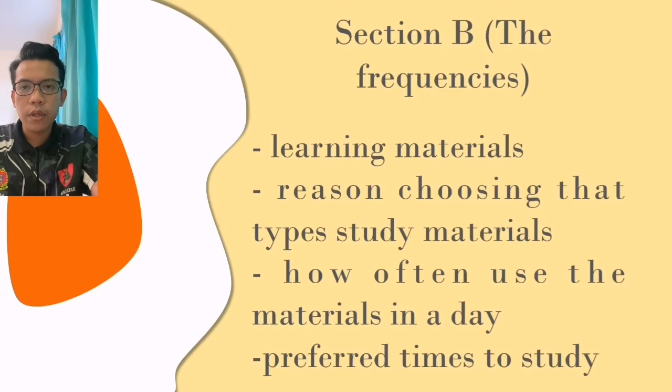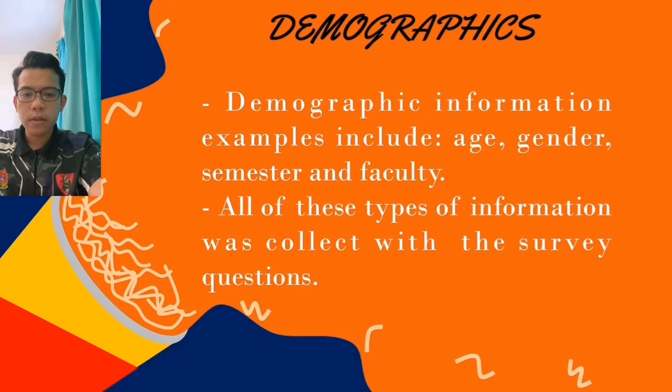In section B, the frequency, we ask them the frequency of learning material use, the reason why they choose that learning material to study, how often they study using that material in a day, and the preferred time they study using that material. Demographic means all the information that we need was collected and put in the questionnaire. In this demographic, the information that we include is age, gender, semester, and faculty.